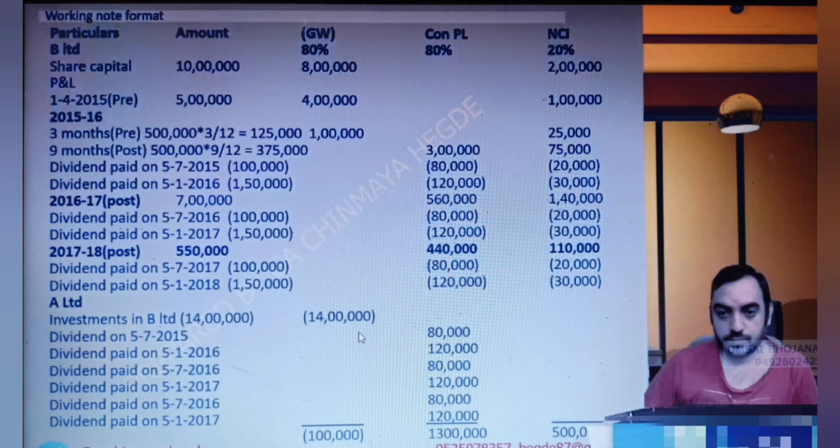Okay. Next, second dividend 1,50,000 paid, subtract in CONPL, subtract in NCI. Then year 16-17, 7 lakh. Again, you can distribute 80% to CONPL, 20% to NCI, and dividend paid 1, dividend paid 2. Please write it down.